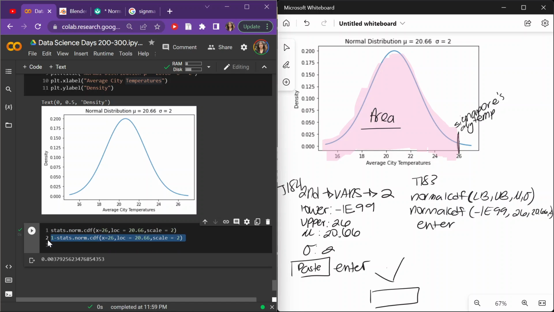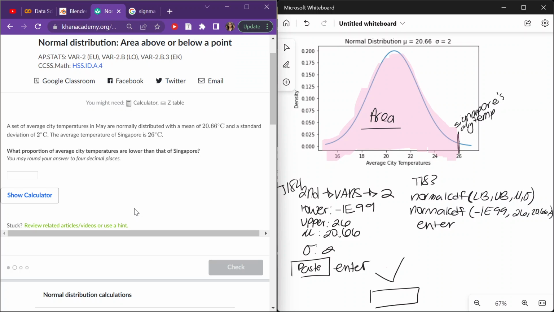Okay, that's just for future reference, but really this is the proportion that answers our question, and we're going to round it to 4 decimal places because that's what they tell us to do in Khan Academy, and that's going to be your answer. So if we put that in there, it should be right. Okay, so that answers your question.